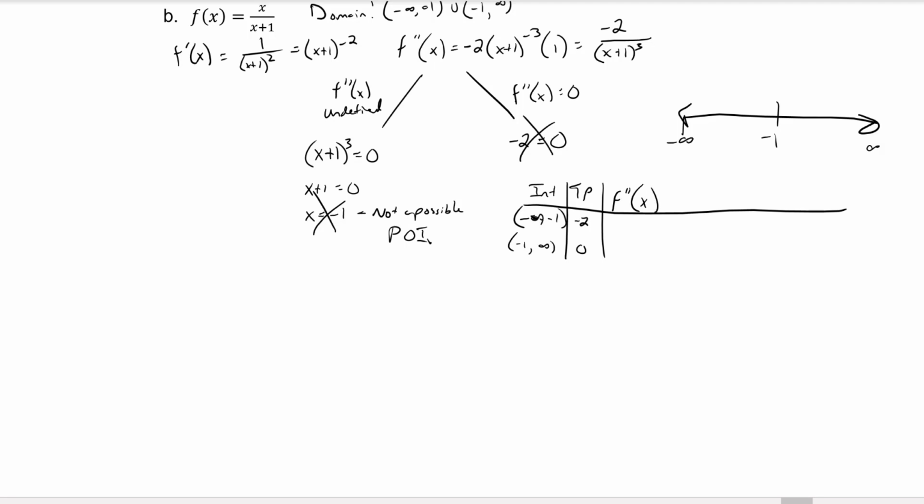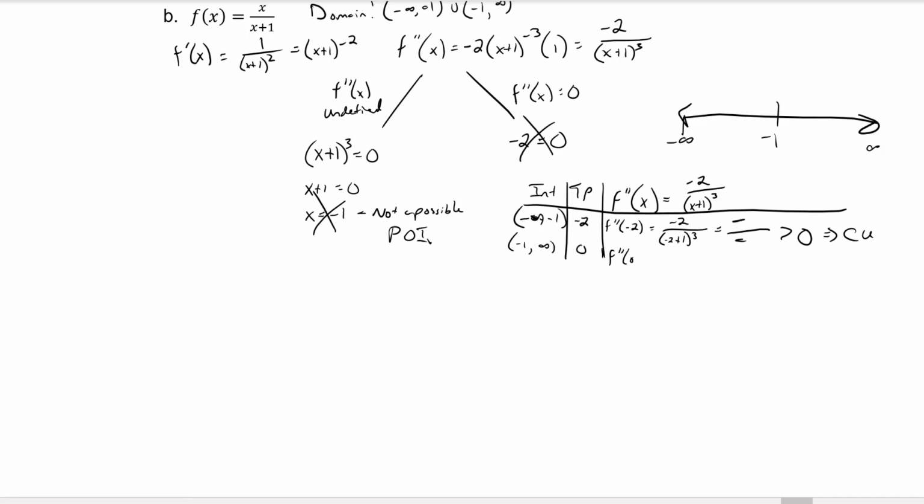So f double prime of x we know is negative 2 over x plus 1 to the third power. F double prime of negative 2 is going to equal negative 2 over negative 2 plus 1 to the third power. Negative 2 we know is a negative number. Negative 2 plus 1 is negative, so that to the third power is going to be negative. So we have negative divided by negative, which is positive. So that implies concave up.